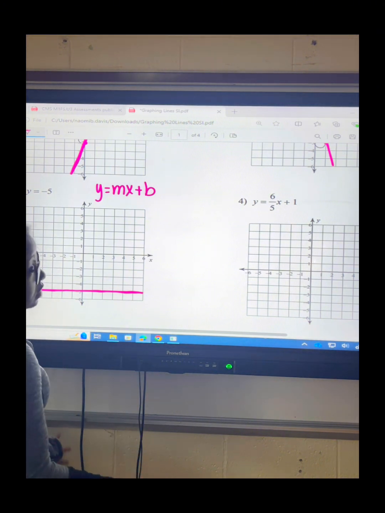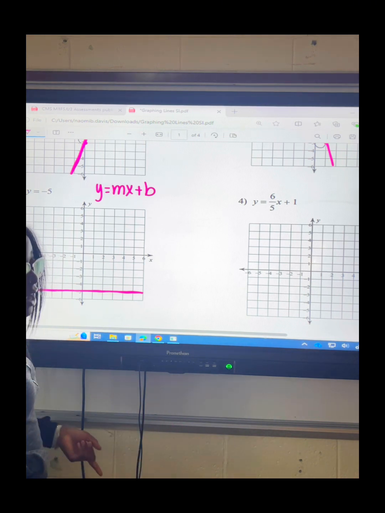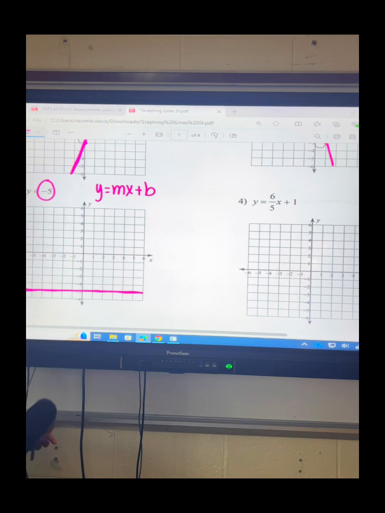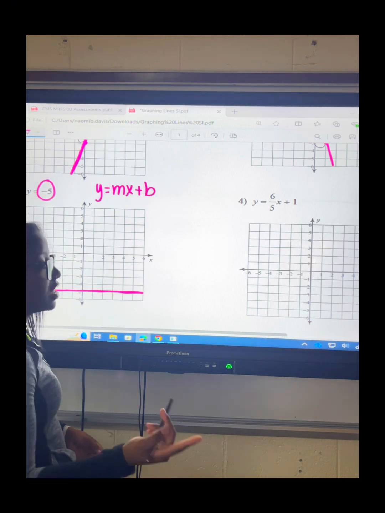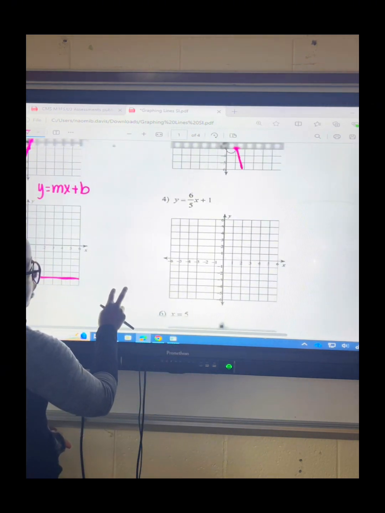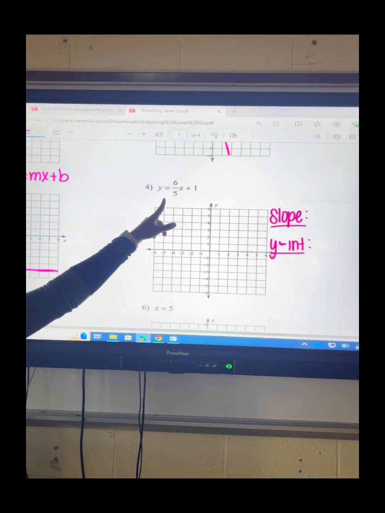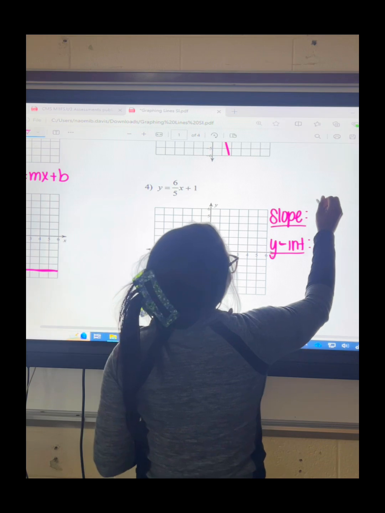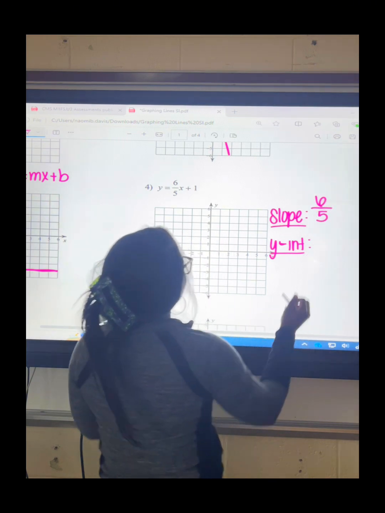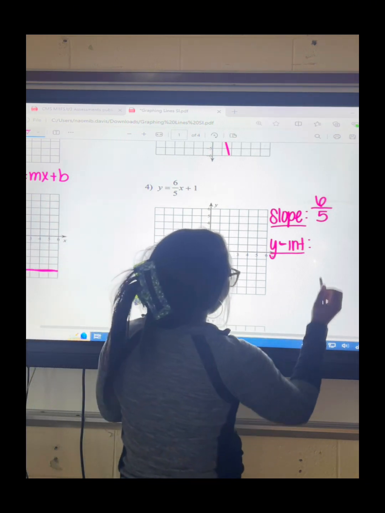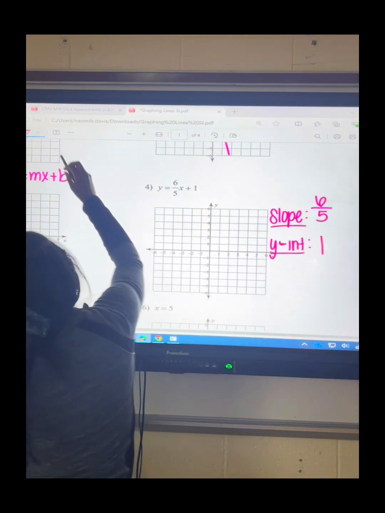Because I don't have a slope. My slope would be 0. I do have a y-intercept because this is a number that's not beside x, it's by itself. So that's my y-intercept. Okay? So what's my slope right here? 6 over 5. Yup. And what's my y-intercept? 1. Yup. Alright.